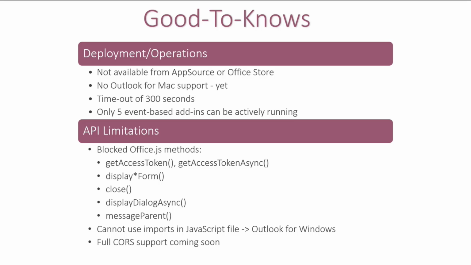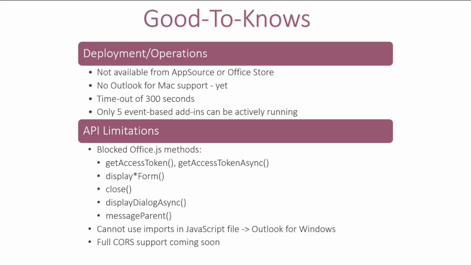And some of the API limitations, there are some blocked Office.js methods. You're not going to be able to do things like authentication. So the get access token methods won't be usable, and anything that operates with forms, like displaying a new appointment or a new message form or closing those or interacting with dialogues and message parents and all that.